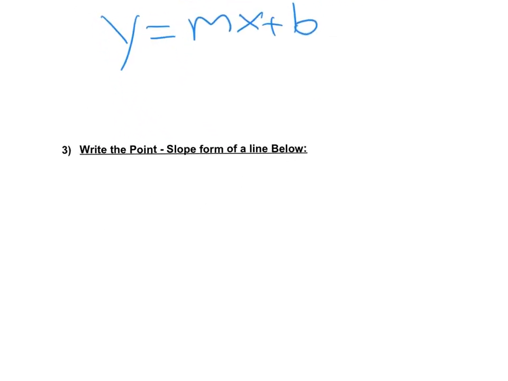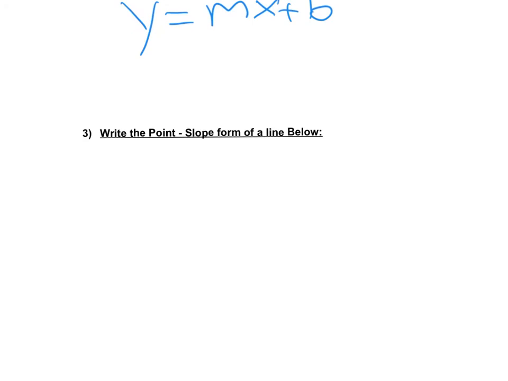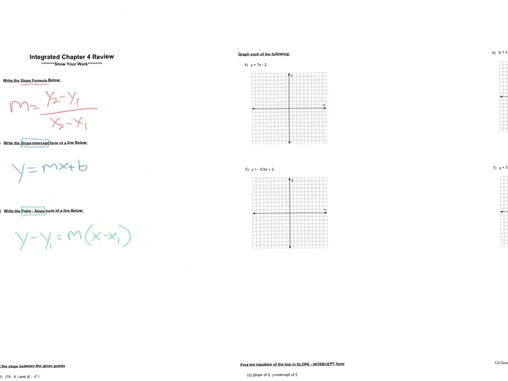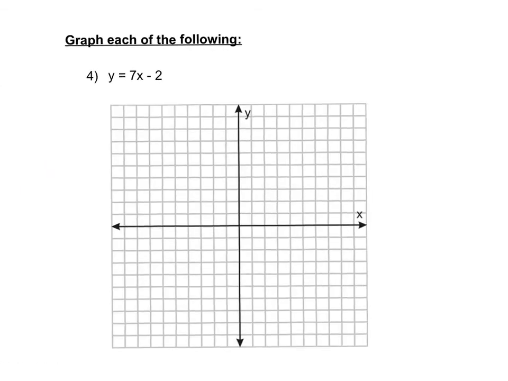Okay, going on to number 3, we are going to do point slope form. So that's going to be y minus y1 equals m times x minus x1. All right, very good. There's our first 3 problems knocked out in a jiffy. All right, let's do this. Graph each of the following.